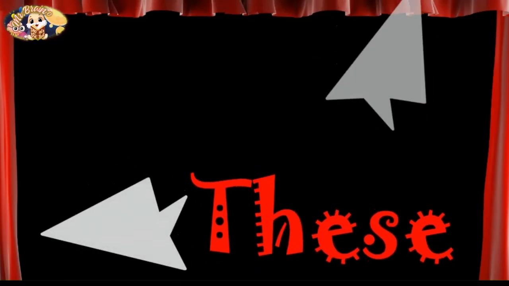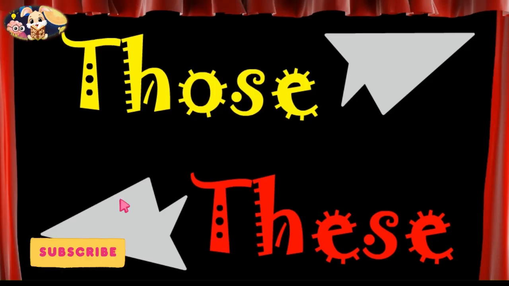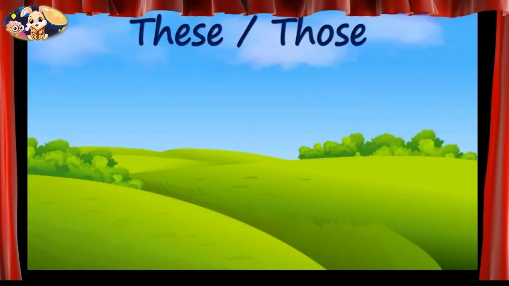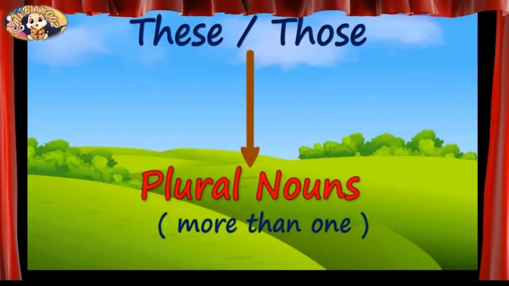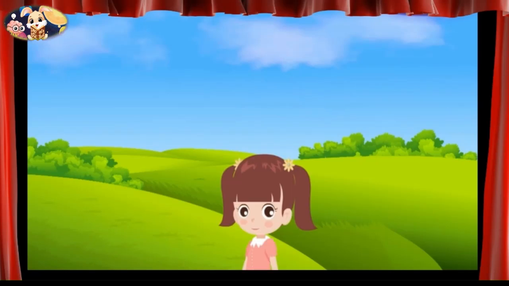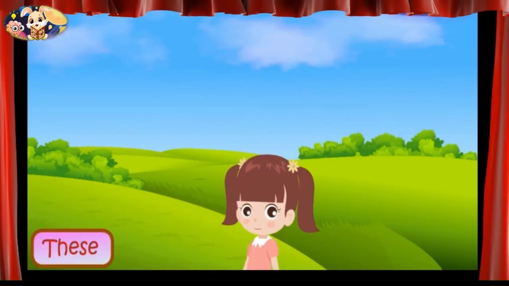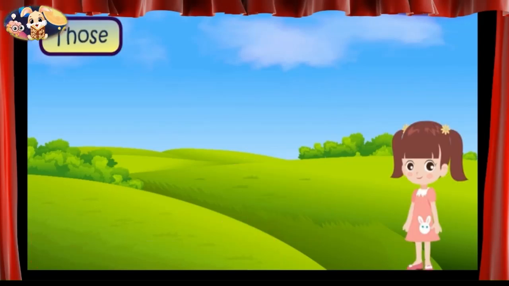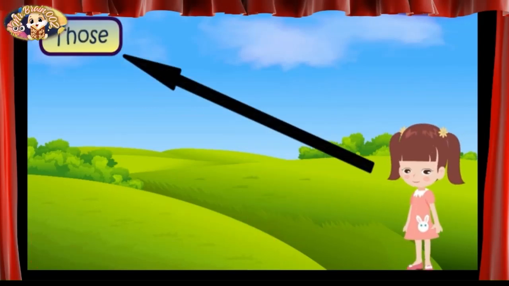Now let me tell you where we can use these and those. These and those are only for plural nouns, which means these and those are used to talk about two or more than two objects. These, which are near to you. Those, which are far from you.